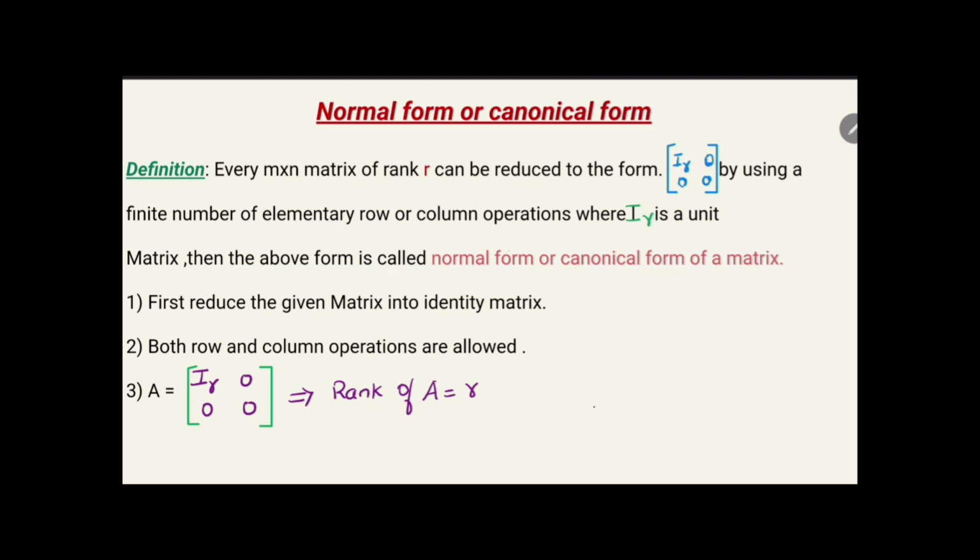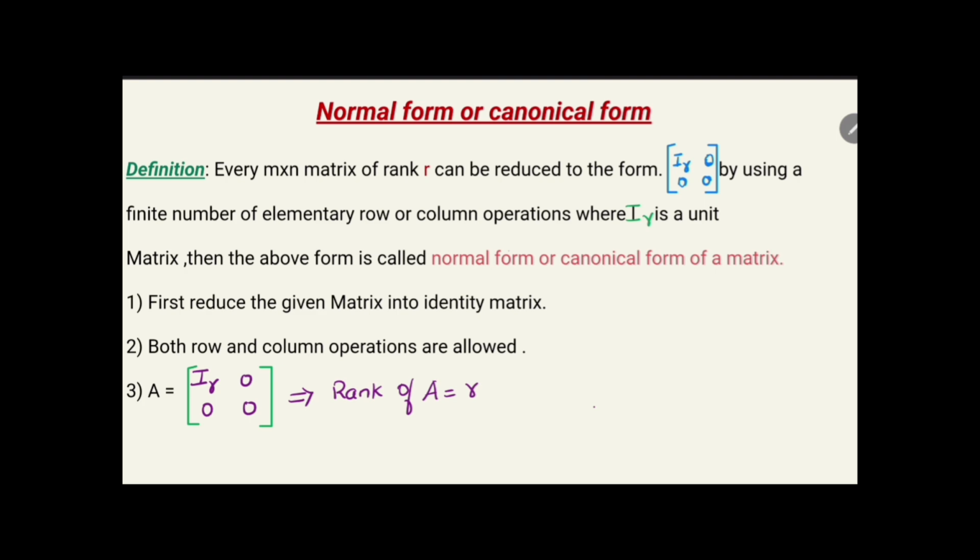What this actually means is, we first have to reduce whatever matrix is given into an identity matrix. In order to reduce that into an identity matrix, we should make use of both row and column operations accordingly, depending upon the problem. Once the matrix has been reduced into an identity matrix, the suffix r decides the rank of the matrix. I will explain this with an example, students.